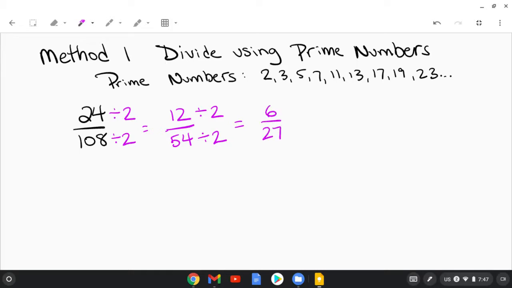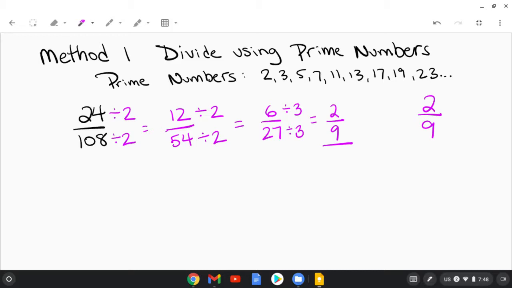This is not divisible by 2, so we might think we're done. However, 6 is divisible by 3. 27 is also divisible by 3. And so I'm going to use my calculator, punch this in, and I get 2 over 9. And so this is the smallest we can get this fraction. We can't divide both of these by 2 because 9 divided by 2 would give us a decimal, and that doesn't work in a fraction. And so this is in simplest form, we say. This would be our answer, 2 over 9.